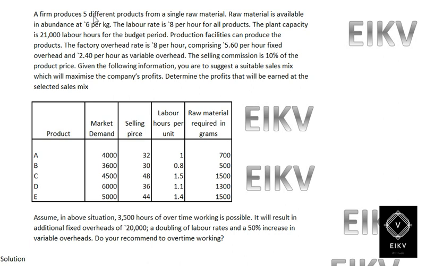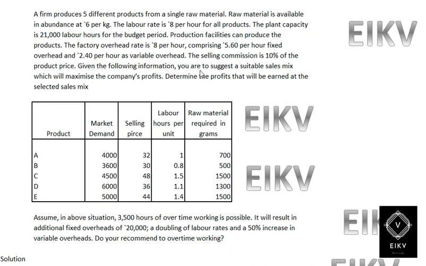In this illustration, a firm produces 5 different products from a single raw material. The raw material is available in abundance at 6 per kg. The labor rate is 8 per hour for all products. The plant capacity is 21,000 labor hours for the budgeted period. Production facilities can produce the products. The factory overhead rate is 8 per hour, comprising 5.6 per hour as fixed and 2.4 per hour as variable. The selling commission is 10% of the product price.